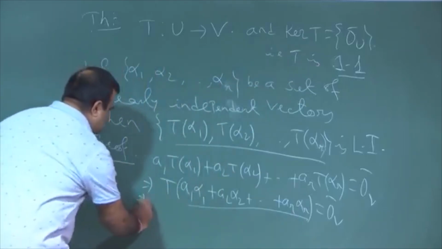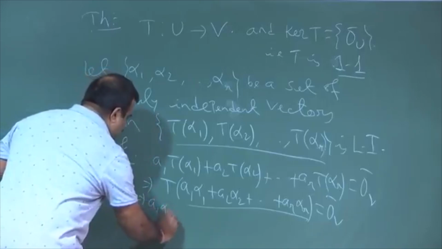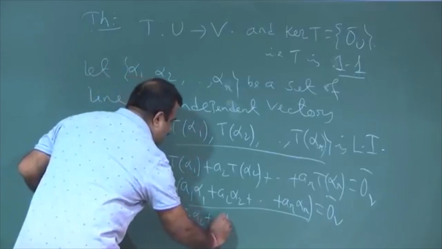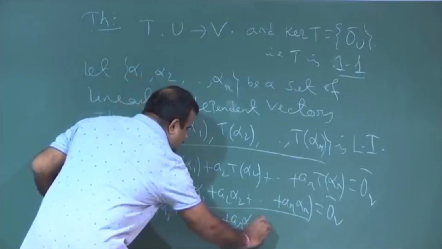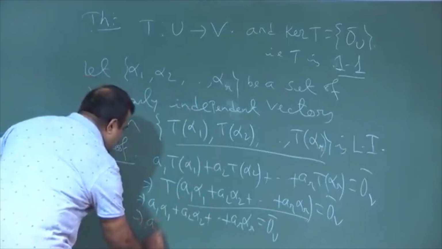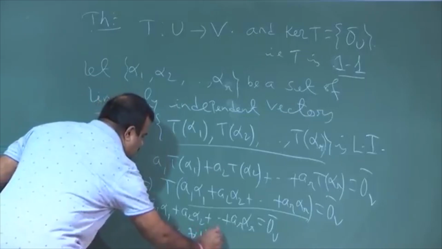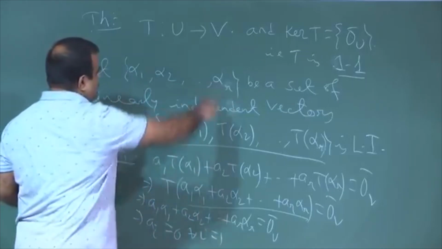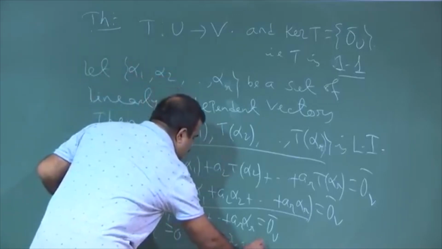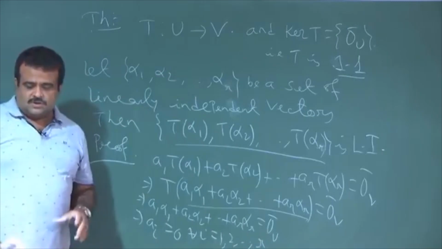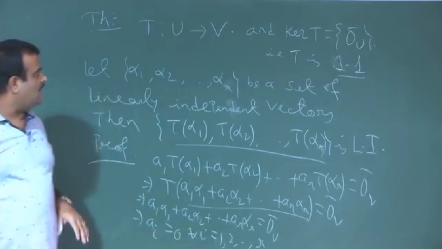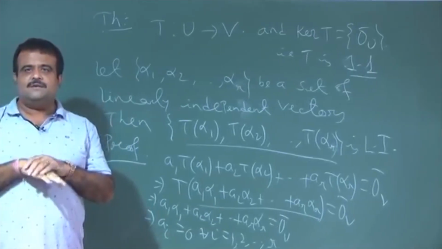So, this implies a 1 alpha 1 plus a 2 alpha 2 plus up to a r alpha r is the 0 vector of U. So, this implies all the a i's are 0, because these are a linearly independent set of vectors, all a i's are 0. So, this is the proof. That means, if you take a linearly independent set of vectors from U, it will again be a linearly independent set of vectors in V.